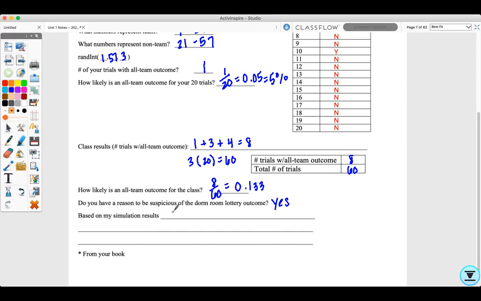Based on my simulation results, we estimate, and this is how you have to answer when you're using a simulation, that there is a 13.3% chance that 3 players from the same team will be selected.